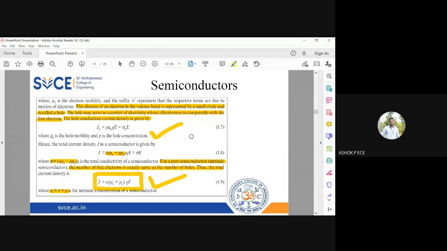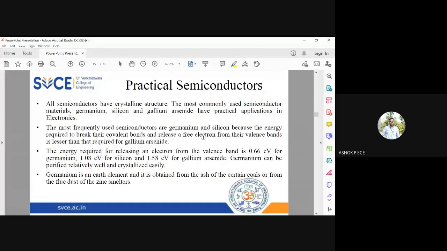So what are the different semiconductors we are using practically? See here, the one common similarity all semiconductors have is that everybody has a crystalline structure. You have a proper crystal structure for all the semiconductors, and we are using germanium and silicon, which we have seen, and one more thing, gallium arsenide. This is also used in applications. I think you have heard about LEDs, right? Have you heard about LEDs? Can anybody say what an LED is?